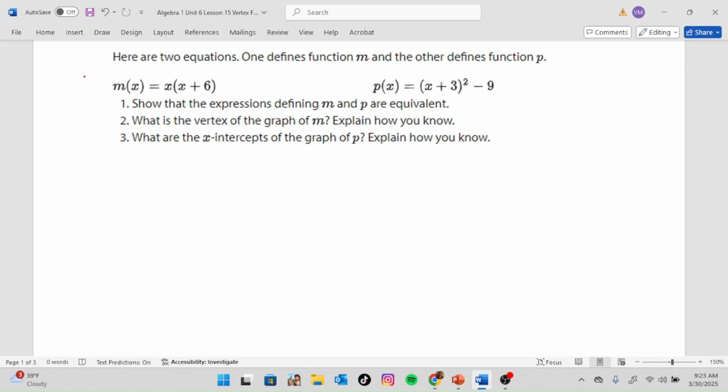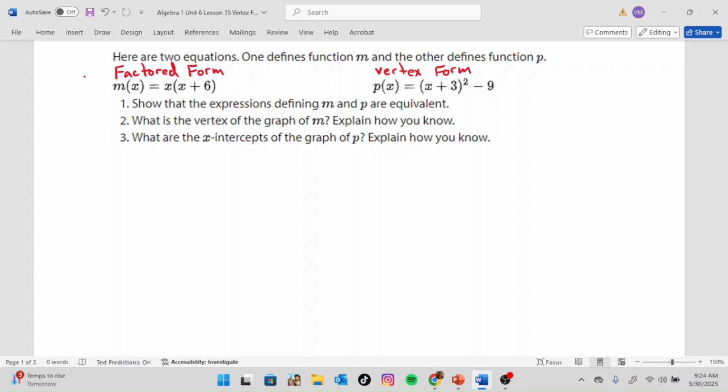Practice problem number 2. Here are two equations. One defines function m, and the other defines function p. Notice that function m is given to us in factored form. Function p is given to us in vertex form. Number 1 says show that the expressions defining m and p are equivalent.